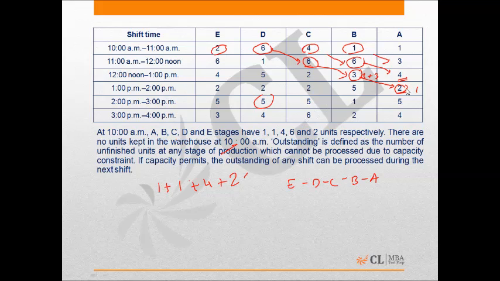Now, while these 2 units shifted are being processed at stage B, the outstanding at B between 12 to 1 will get processed at the same stage in the next shift, that is between 1 and 2, and the unit which is there at A between 1 and 2 will get processed between 2 and 3 at the same stage.